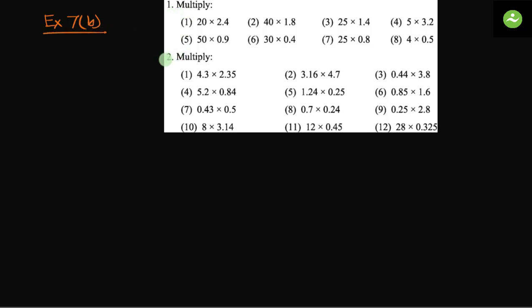Question number 1 and 2. These two questions are pretty similar, and that is why we are going to cover both the questions in the same lesson. Number 1, let us start with bracket 1, and then we do bracket 8.